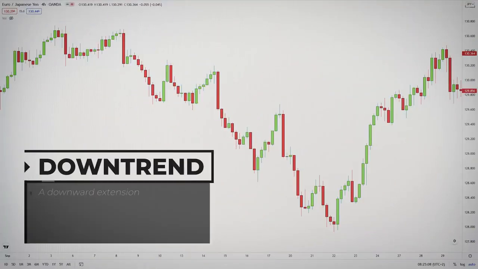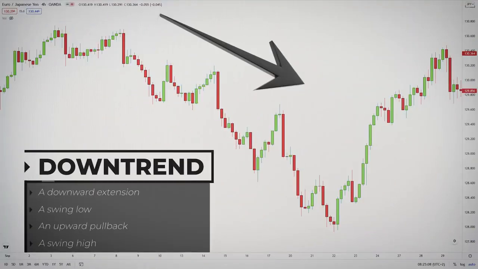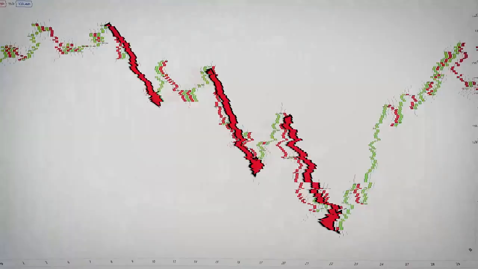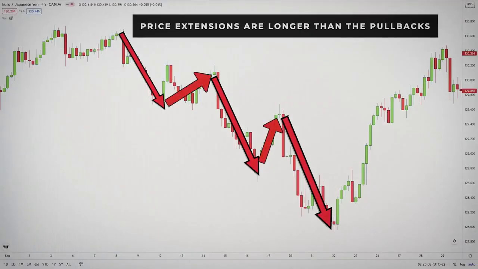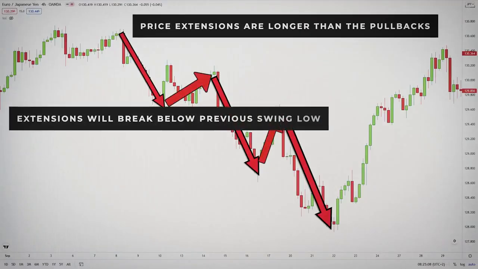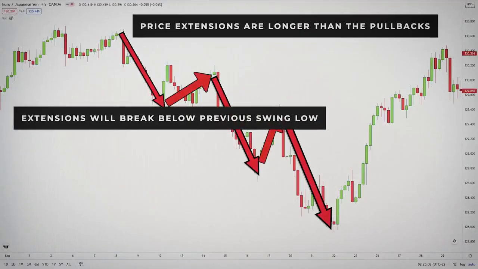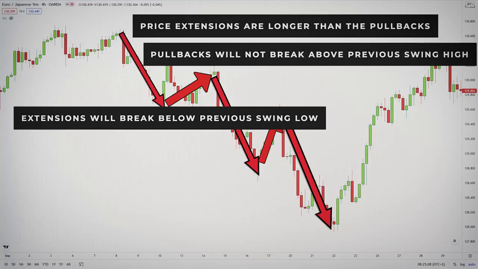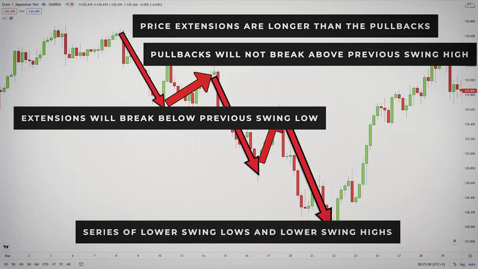A downtrend comprises a repeating sequence of a downward extension, a swing low, an upward pullback, and a swing high. During a downtrend, you'll also notice a few other key observations. The price extensions are longer than the pullbacks. Extensions will break below previous swing lows, reaching new price lows for that trend. Pullbacks will not break above previous swing highs. This results in a series of lower swing lows and lower swing highs.